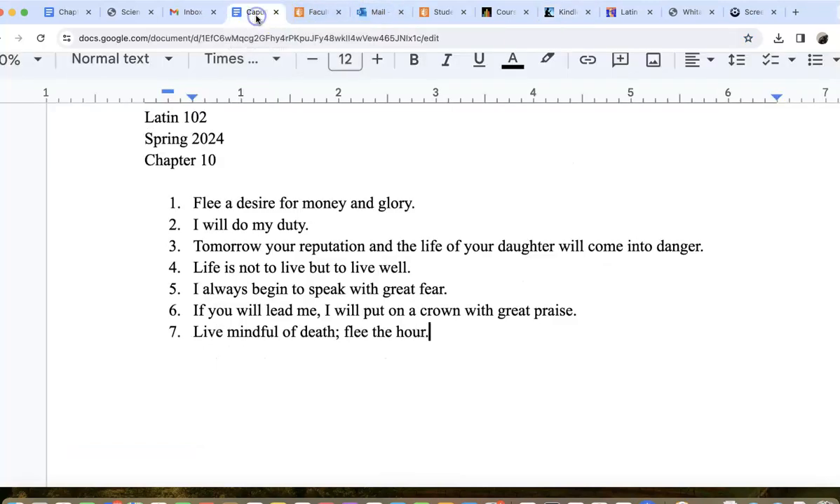So let me change that here. Remember, Latin doesn't distinguish between simple present and present continuous or progressive. So fugit hora could mean the hour is fleeting or the hour flees. You just decide stylistically which one works for you. So I like that one.